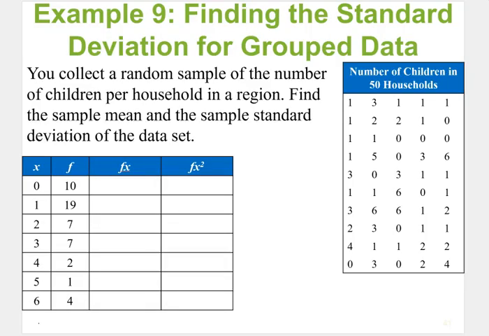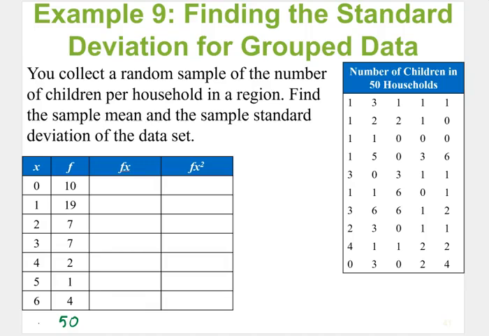So say you were given this problem right here, but I gave you the data just so you could see it, but let's say I didn't have that data. All I had was this frequency distribution chart over here on the left. All right, so find the sample mean and the sample standard deviation of the data set. First thing I want to do is add up all my frequencies, and my frequencies add up to 50. So there are 50 households that they asked the number of children, and there were 0 through 6.